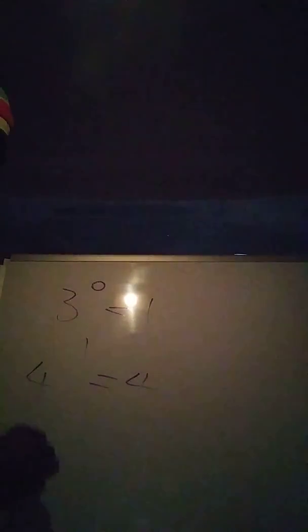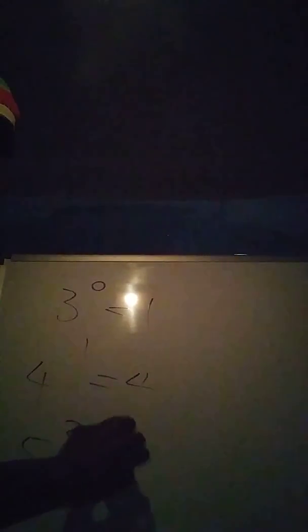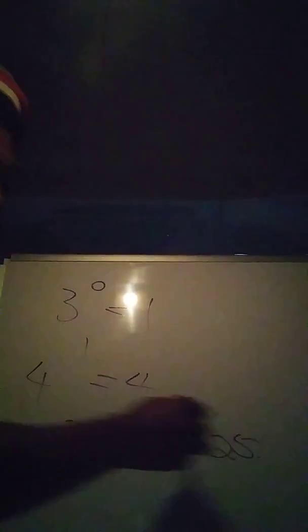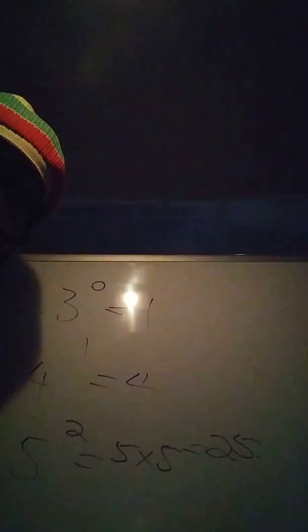You must know your exponents, okay? 3 to the 0 is what? Any number to the 0 is 1, right? 4 to the 1 is what? Any number to the 1, or to the first power, is the same number, 4, okay? 5 squared is going to be what? 5 times 5, which is how much? 25. You must know your exponents, ladies and gentlemen.